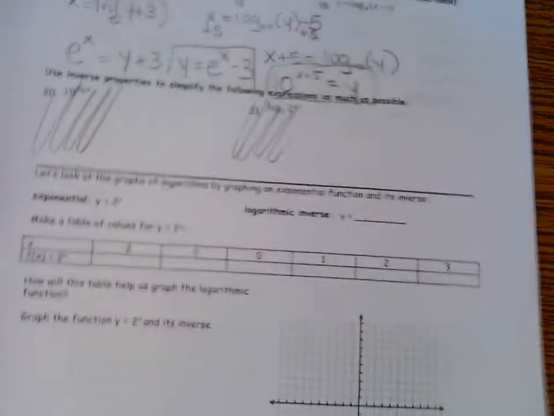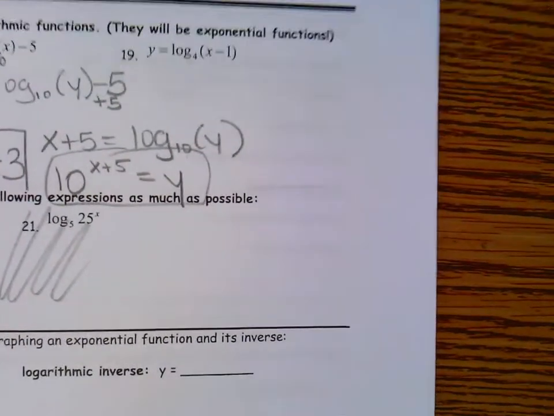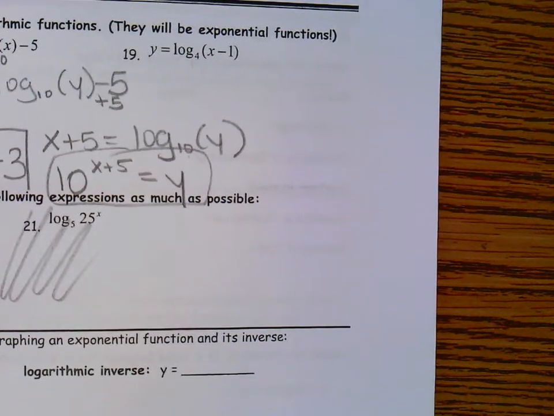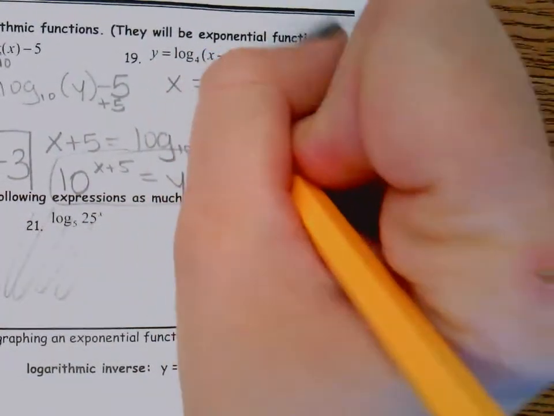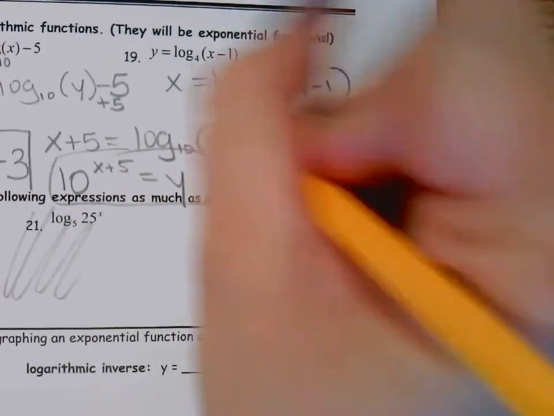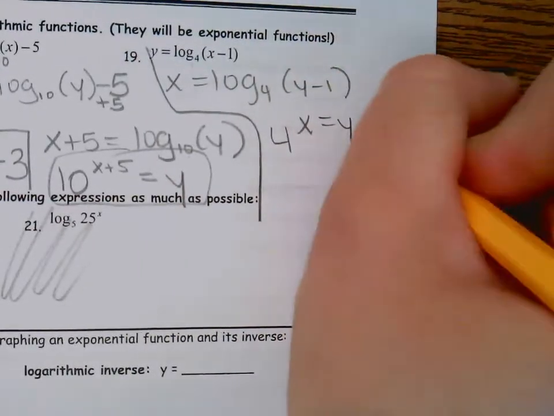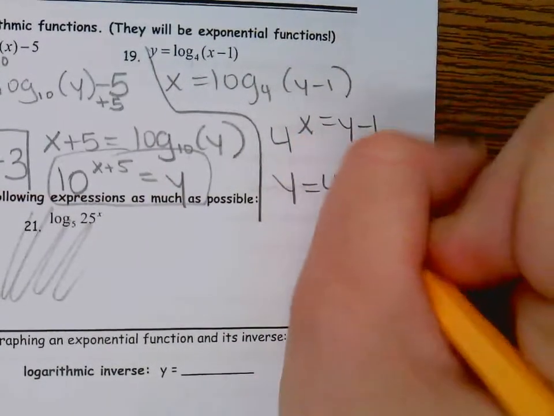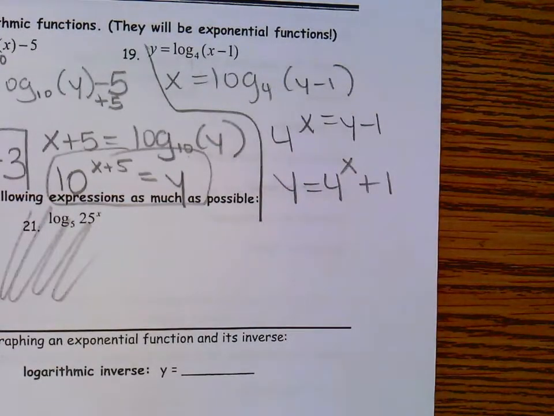All right, so you were doing 19, and I'm going to put my answer up in just a second on 19. All right, I'm switching x and y, and I'm rewriting in exponential form 4 to the x equals y minus 1. So y would have to equal 4 to the x with a plus 1 on the outside.